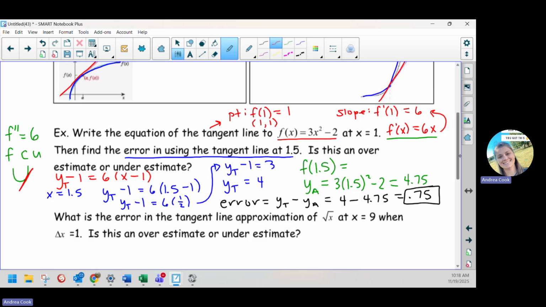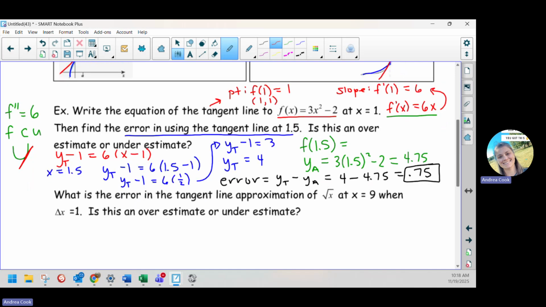So what we would write here is that it is an under approximation since f is concave up. And that's enough. We kind of showed with the second derivative that it was positive.